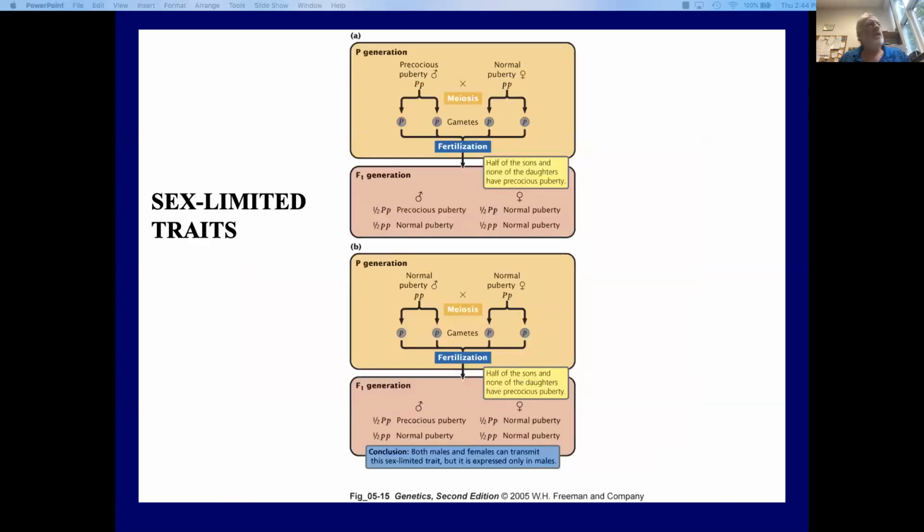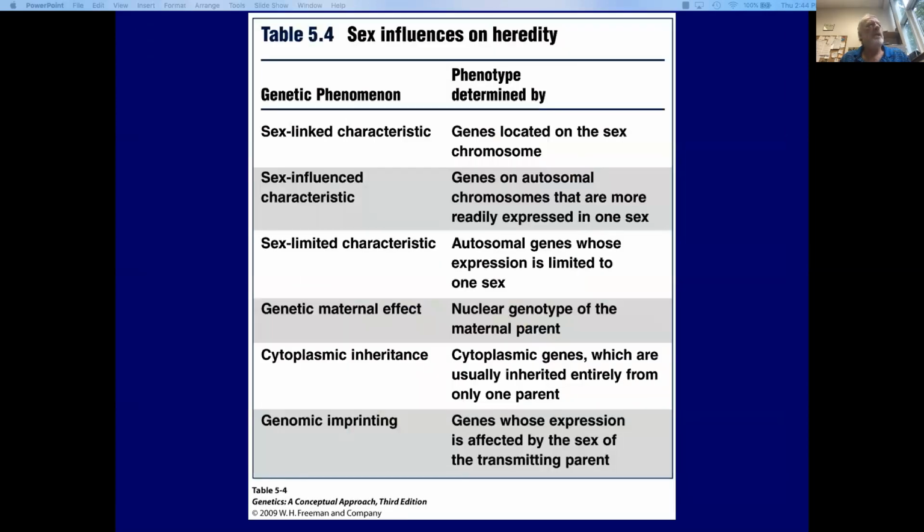And here are those two crosses from the previous two slides shown together. Here's a table from your textbook showing you how sex influences heredity. Sex-linked characteristics are genes located on sex chromosomes, and those we'll discuss in chapter 4 next, after we discuss meiosis. Then we just discussed sex influence and sex limited. We also talked about genetic maternal effects. Cytoplasmic inheritance is something we'll talk about later, as is genomic imprinting.